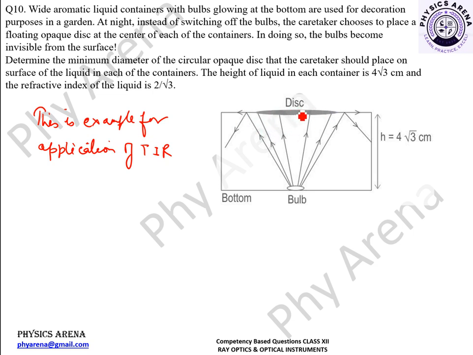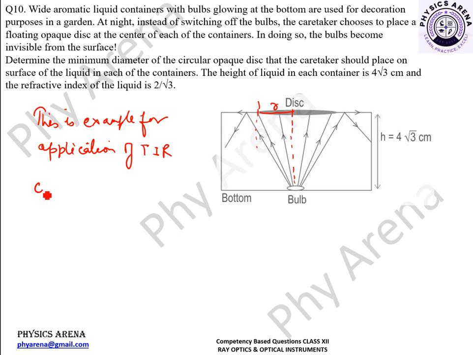As we keep the disk on the container, it will cover the rays that are coming out. So only the rays which are reflecting back in the liquid will remain. We want the minimum diameter, and for that, this distance, let me call it R, has to be minimum. And this will be minimum when i is equal to iC. So first of all, find the critical angle for this surface.